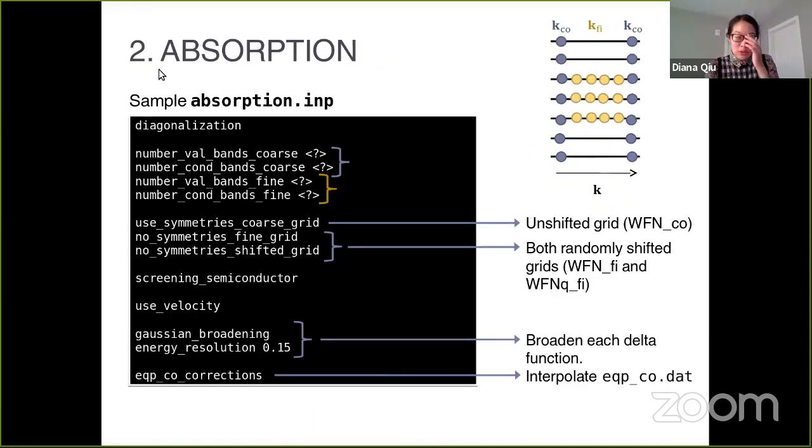So that leads us to how we set up the input file for absorption. So here, this is what the input file will look like. And it asks you to define four bands.